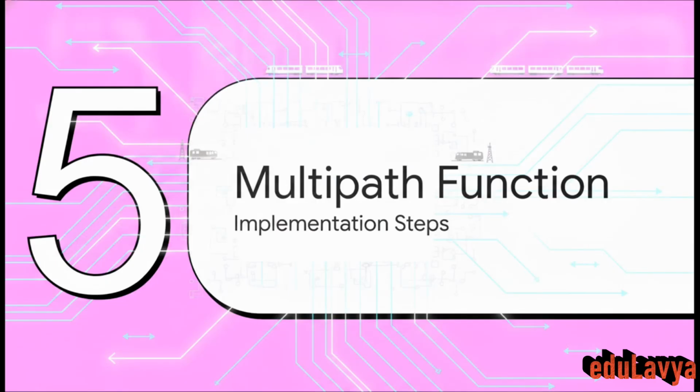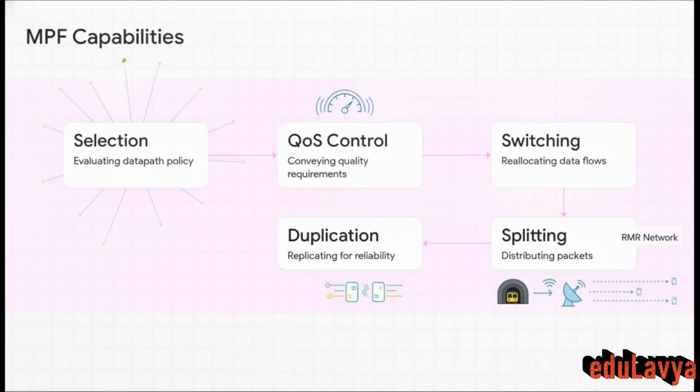Section 5. Implementing the multipath function. So, how does it actually manage these invisible data flows, moment by moment, at hundreds of kilometers an hour? It boils down to 5 precise control capabilities built into the system. Step 1 is data path selection, where the system dynamically evaluates network policies to pick the best initial path.